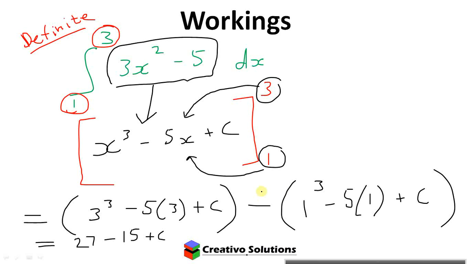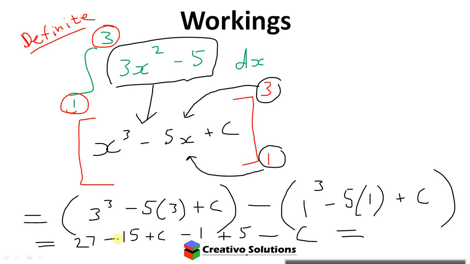Okay, then we've got a negative here. A negative times all of these. Okay, so 1 to the 3 is 1. Minus 1. Okay, minus 5 times 1 is minus 5. Minus times a minus is plus 5. Minus times a plus C is a minus C.